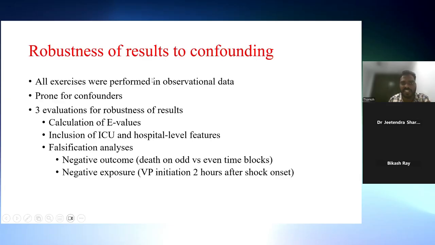For the robustness of the results, they compared by 3 methods. One is calculation of e-values, another is falsification analysis. Also, they've included both ICU and hospital level features and checked the robustness.